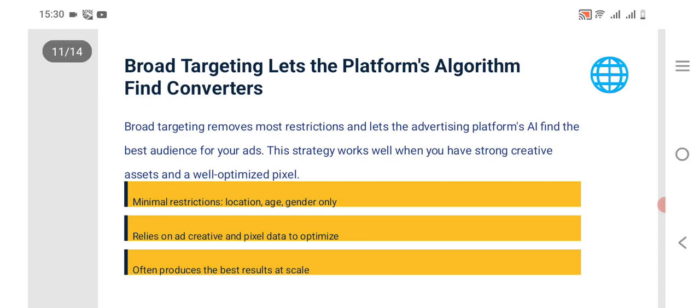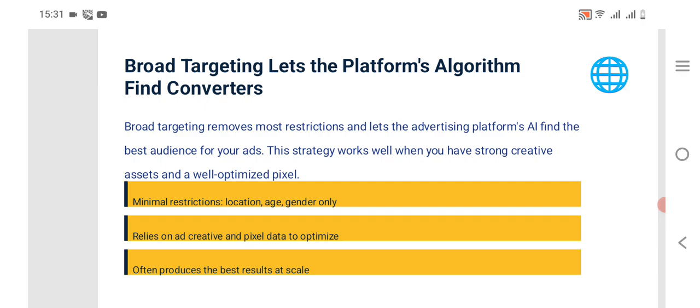Now, broad targeting lets the platform algorithm find converters. As you can see, broad targeting makes Facebook find people that will convert for you. Most of the people I follow online use broad targeting. They will target the whole of Nigeria, but they do pick interest there. But like I said, that interest is not really working since Meta updated their Andromeda. So broad targeting removes most restrictions and lets the advertising platform's AI find the best audience for your ads.